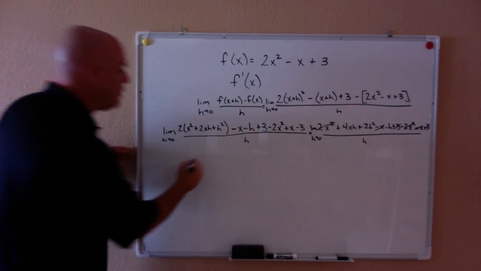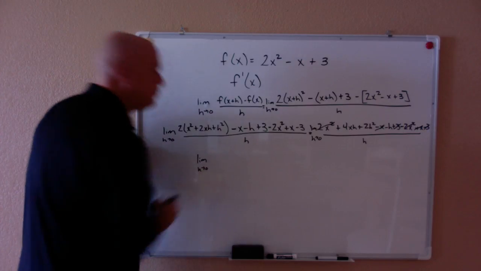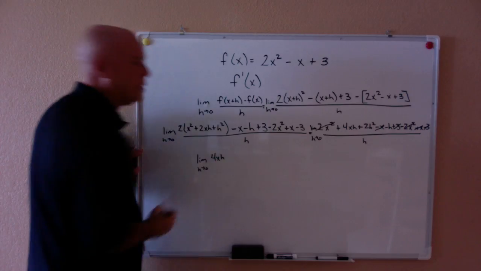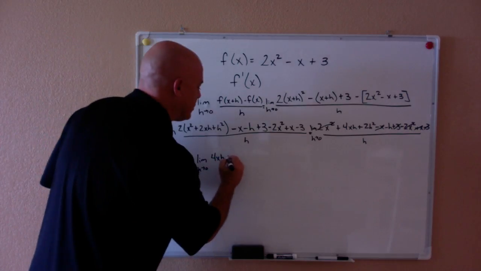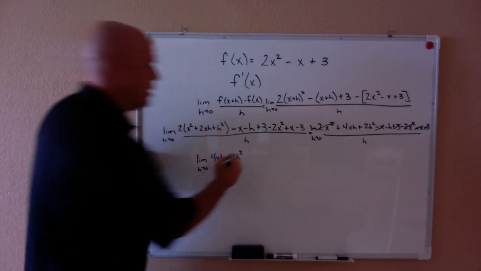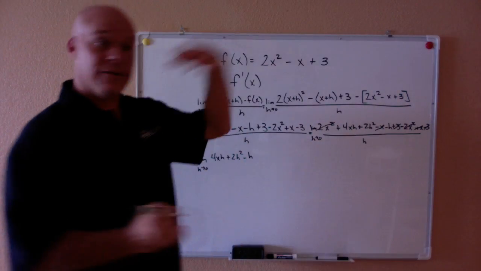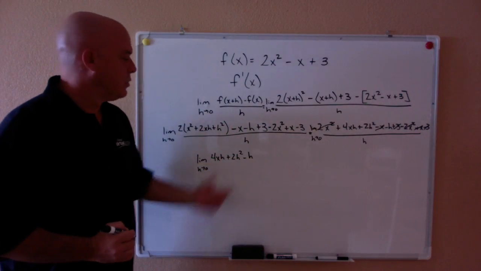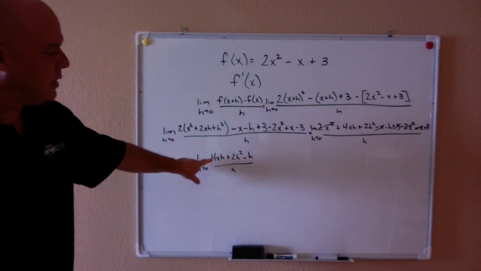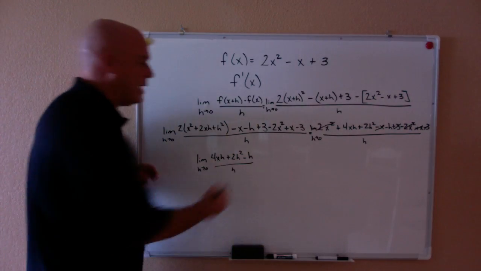So let's see what we have left here. We've got the limit as h goes to 0. Let's see, I have a 4xh plus 2h squared minus h, and then it looks like everything else got canceled out. So this is all I have left, all divided by h. And now I notice that in the numerator here, everything has an h. And so I'm going to factor that h out of the numerator.